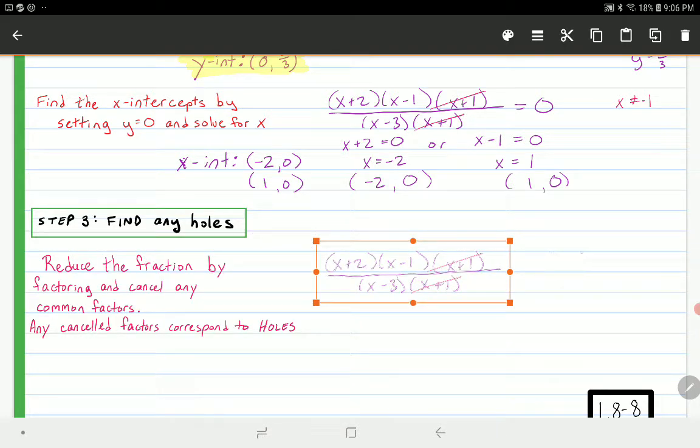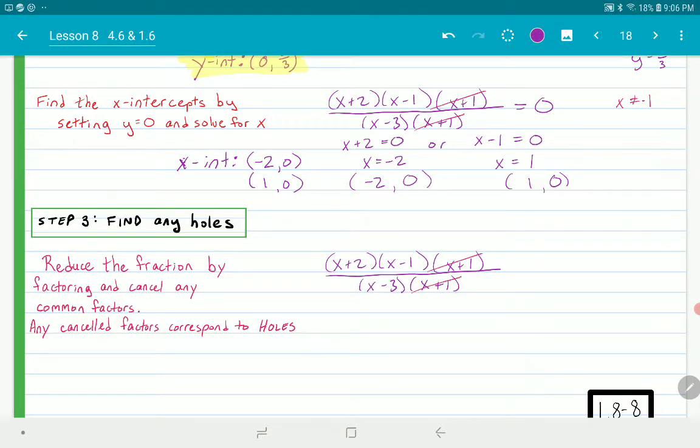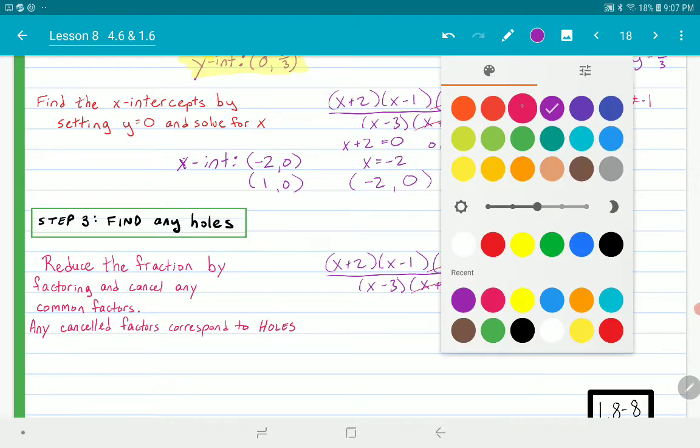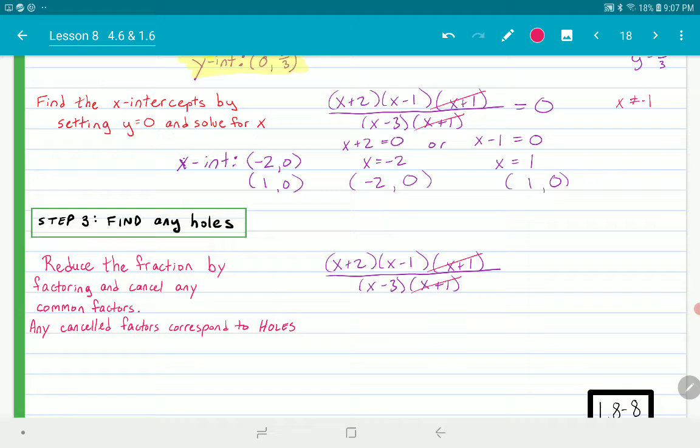And we canceled out the x plus 1. That means that x plus 1 corresponds to a hole in the graph. Remember in step 1 when we found that domain? The domain restrictions were linked to these two factors in the denominator. So this one is, since it cancels, that means it becomes a hole in the graph.